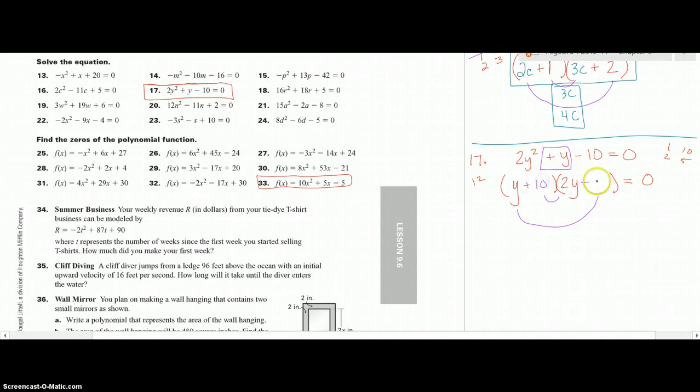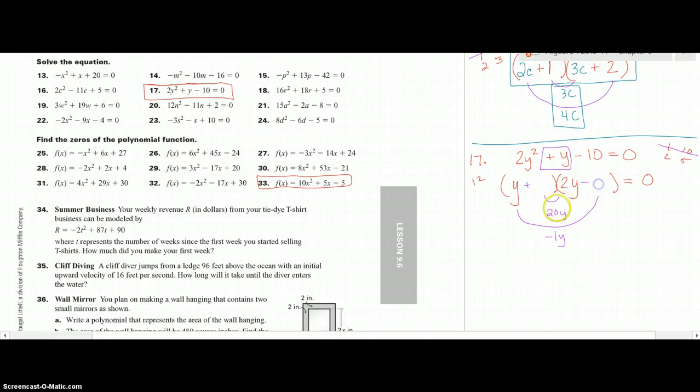So we'll put 10 and 1. 10 times 2y is 20y. Y times negative 1 is negative 1y. Again, if you add those together, you do not get 1y. What does that tell you? That tells you that 1 and 10 are not the correct factors that we can use.